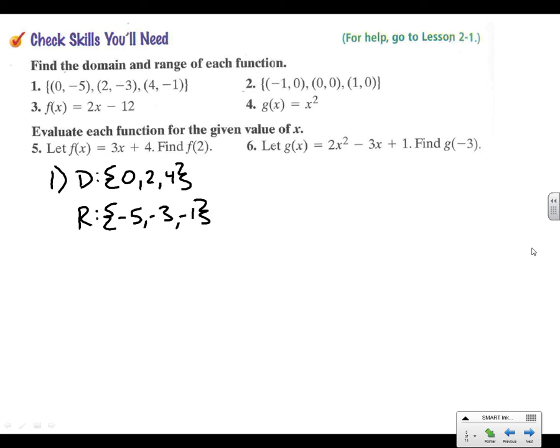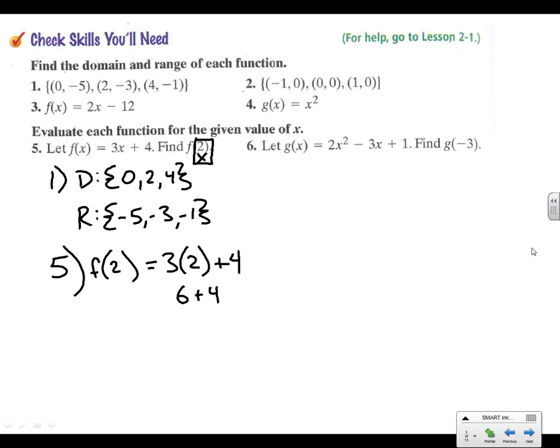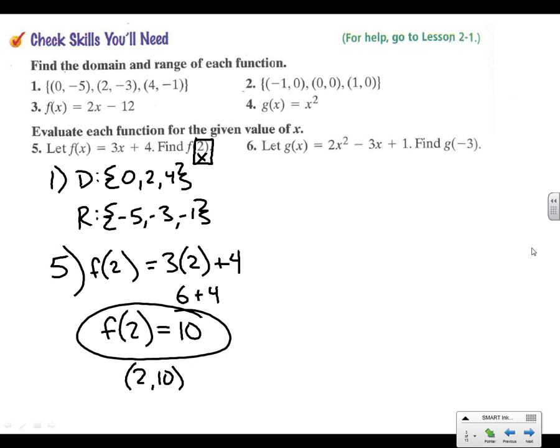Hint on number 2. Okay. And on 3 and 4, all the x and y values that you could pick. So see if you can get that for 3 and 4. Number 5, evaluate each function for the given values. So for 5, x is 2. So we're going to plug that in. We're going to say f of 2 is 3 times 2 plus 4. 3 times 2 is 6, plus 4 is 10. So if your x is 2, then your y is 10. 2 comma 10 would be the point if we were graphing it.